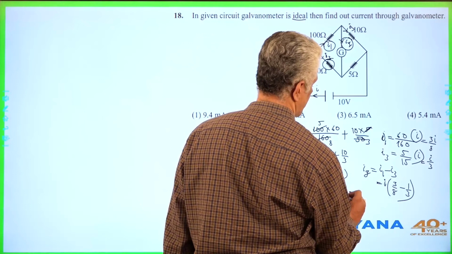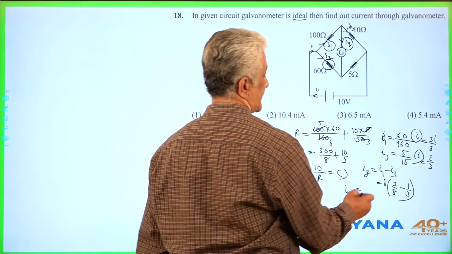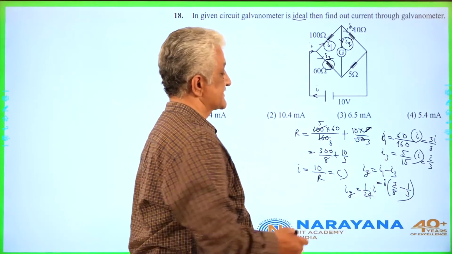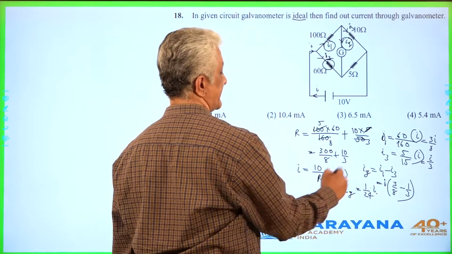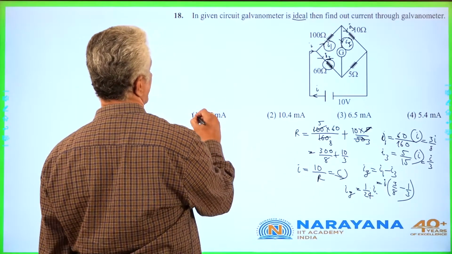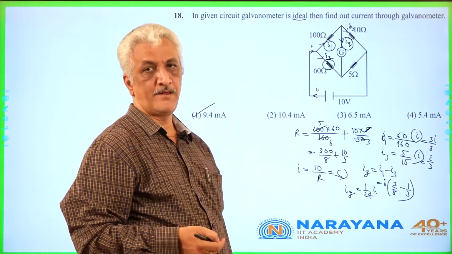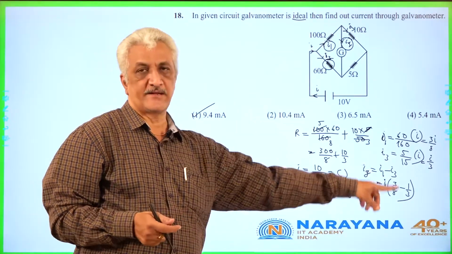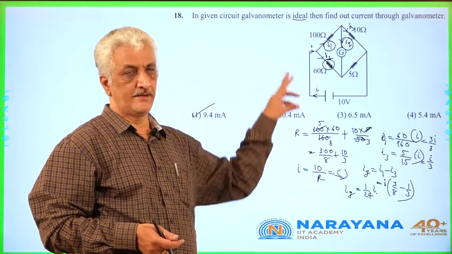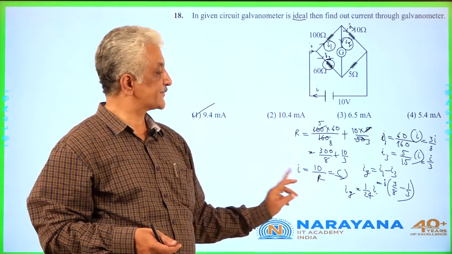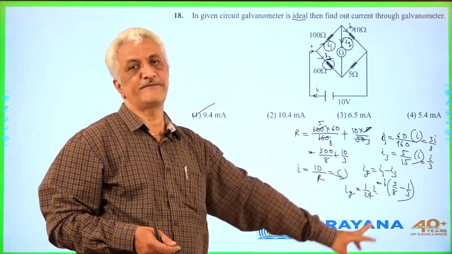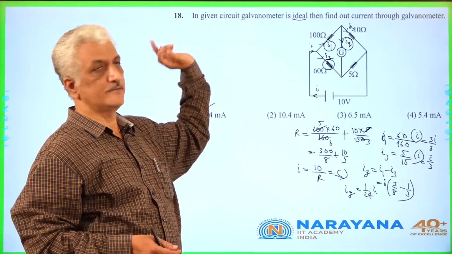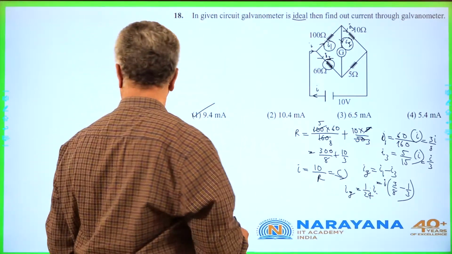Nothing but totally 1 by 24 of I will come. Substitute this I value in this and simplify, and definitely we will get 9.4 milliampere. Calculation difficulty is there, but though it is a lengthy question, we can solve this directly by taking the values into consideration. Parallel combination, total resistance, total current, current division, and the final difference of the currents will give the Ig value here. We can do the 18th problem based on this.